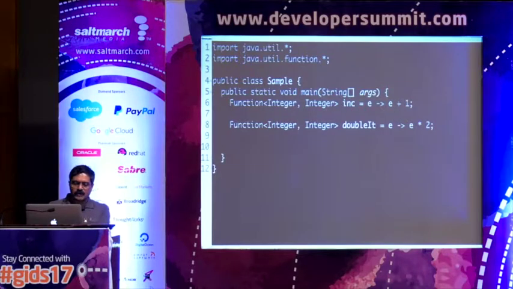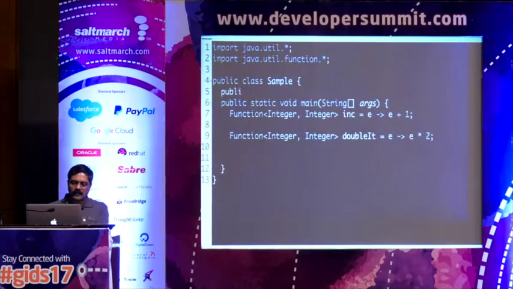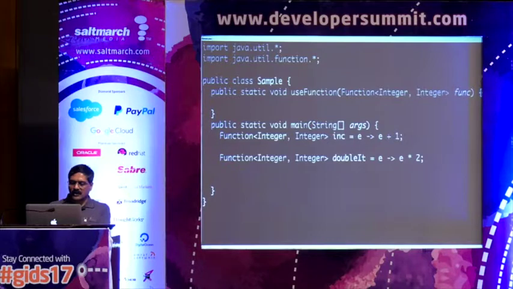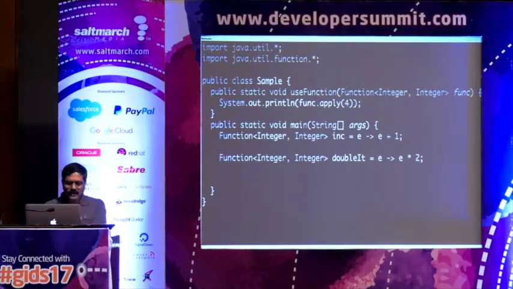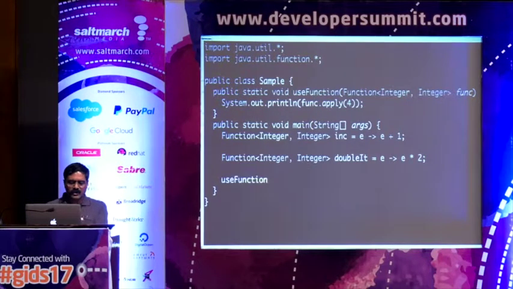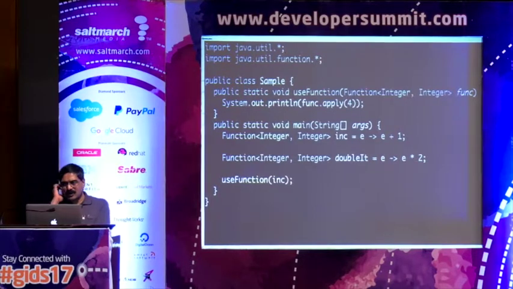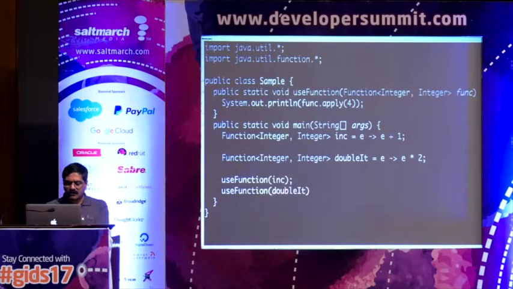Now I can call a function which is going to use this. Let's actually call a function here. So let's go ahead and say public static void useFunction, and I'm going to pass a function to it. So Function, Integer, comma, Integer, we'll call it func. And what I'm going to do here is output over here func.apply, let's say a value of 4. Let's try this. So I'm going to call the function useFunction, send inc to it. What is that going to do? Take 4 and increment it, right? So that became 5, sure. useFunction, and I'm going to pass double it. What is it going to do? Take 4 and double it, which becomes 8.